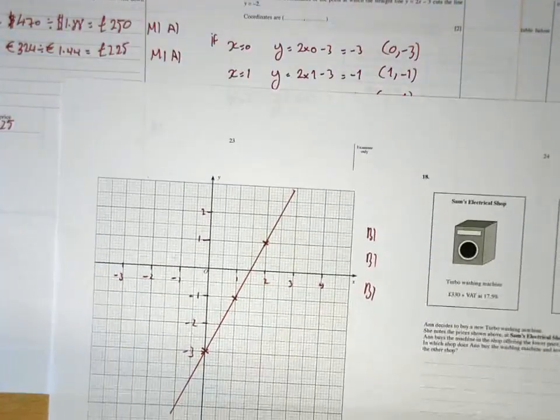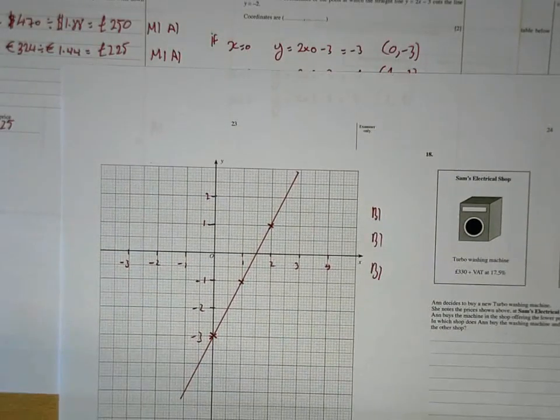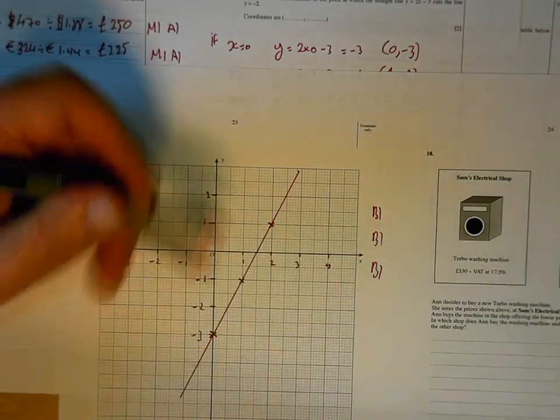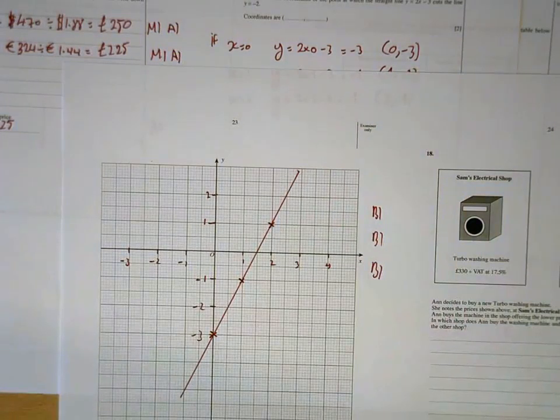3 marks for that. On the same graph paper, draw the line y equals negative 2. Write down the coordinates of the point at which the straight line y equals 2x minus 3, which we've drawn, cuts the line y equals negative 2.